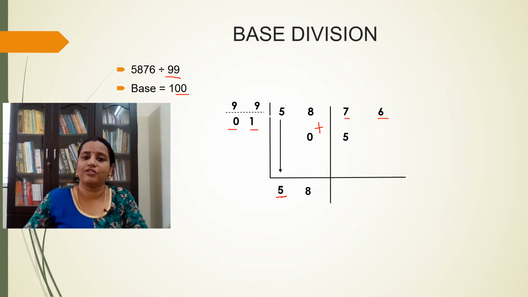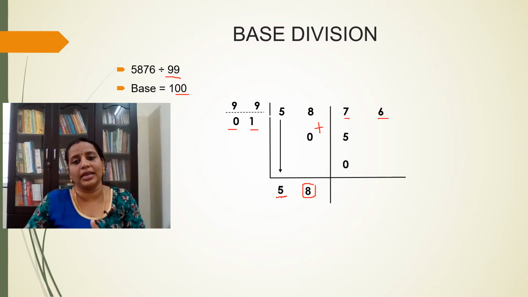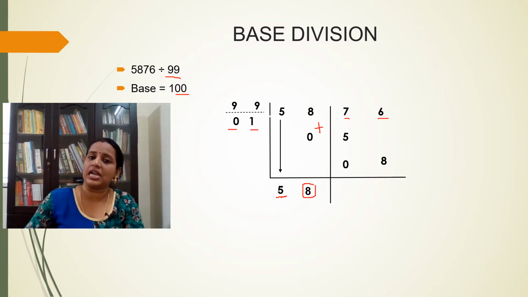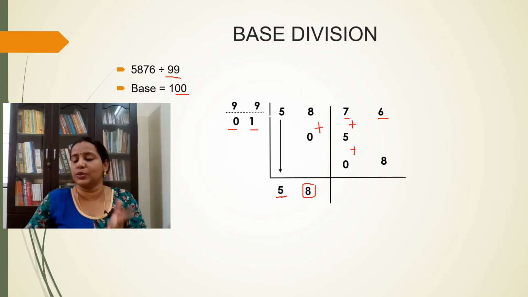Okay, next what I have to do? Again, I have to multiply this 8 alone with the Nikhilam digits. Multiplying 8 with 0 will give me 0 and multiplying 8 with 1 will give me 8. So I'll take the 0 below the 7 and 8 below the next succeeding digit of the dividend, which is 6. Below the 6, I'll take it. Now what I have to do? I have to add these digits, isn't it? 7 plus 5 plus 0. So 7 plus 5 is 12. 12 plus 0 is again 12.